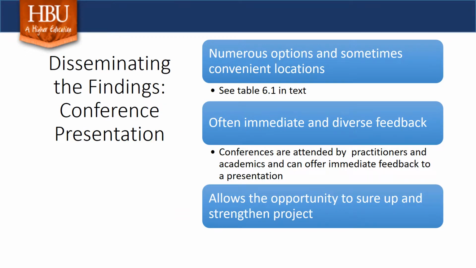Let's first begin with talking about conference presentations. Conferences are a way at which we can disseminate our findings and talk about our research. As you'll see in Table 6.1 in your text, there are numerous options as to places that hold academic conferences, as well as potentially professional conferences. In addition, some of those conferences may be in convenient locations. If you live in a major city, it may be that by chance there's a conference going on in your city or a nearby location.